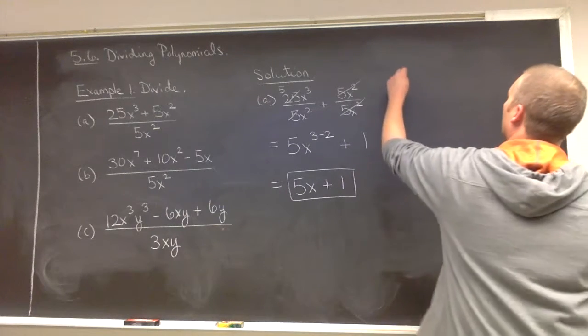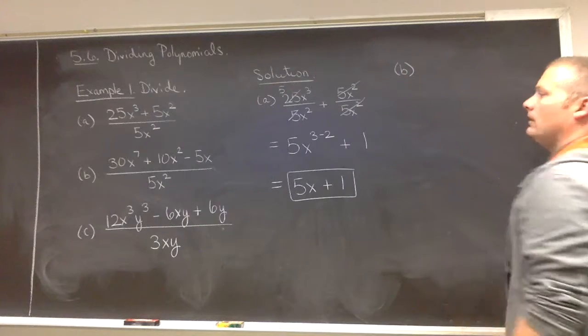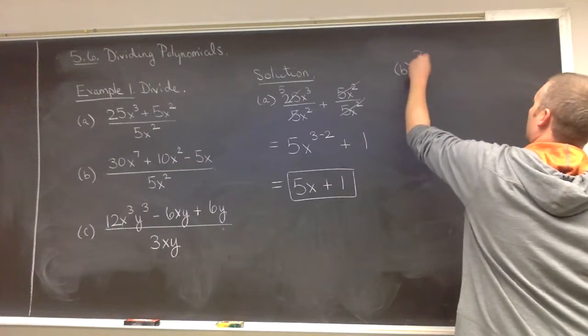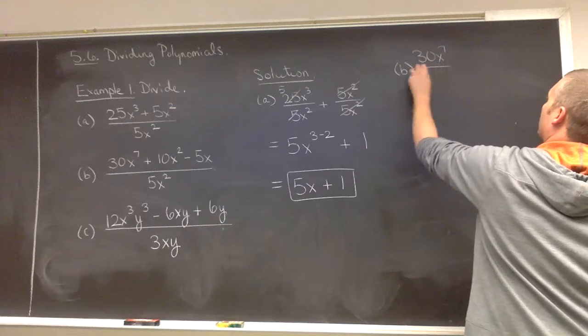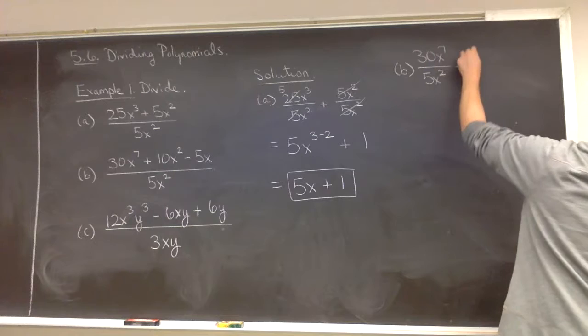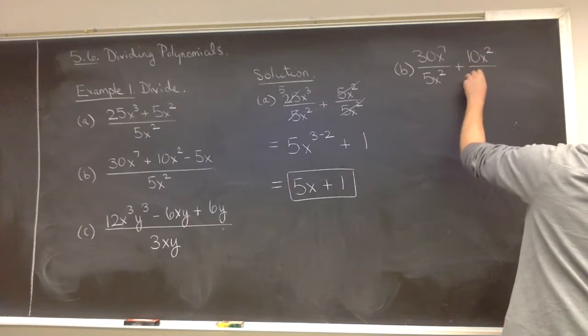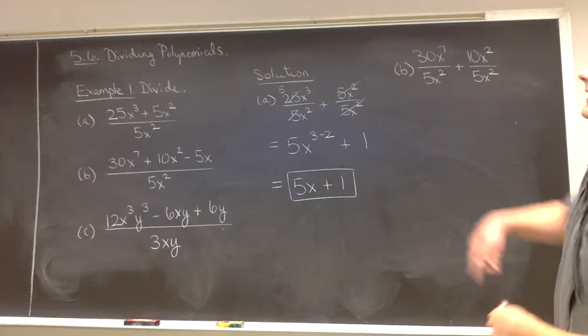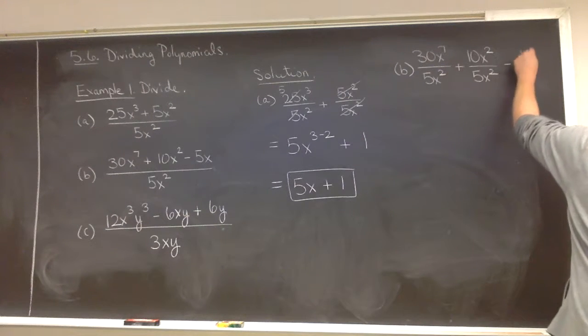In B, again, I'm going to split up the fraction into, this time, 3 parts. So 30x to the 7th over 5x squared plus 10x squared over 5x squared minus 5x over 5x squared.